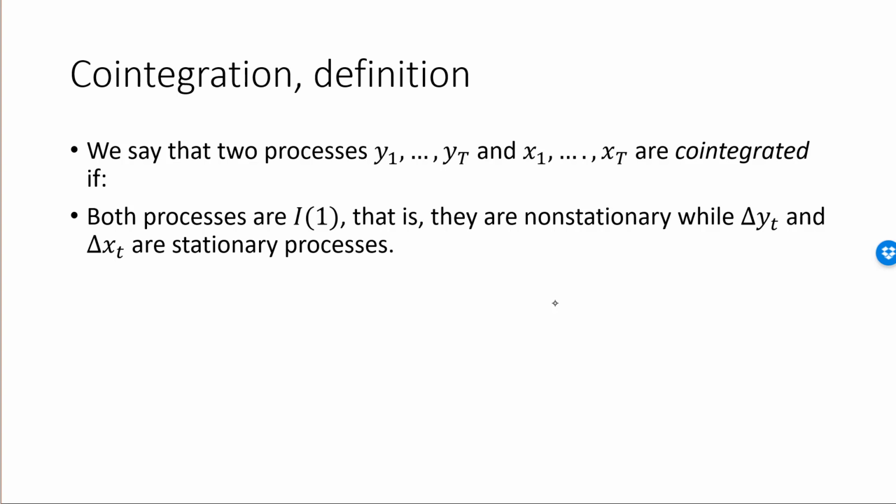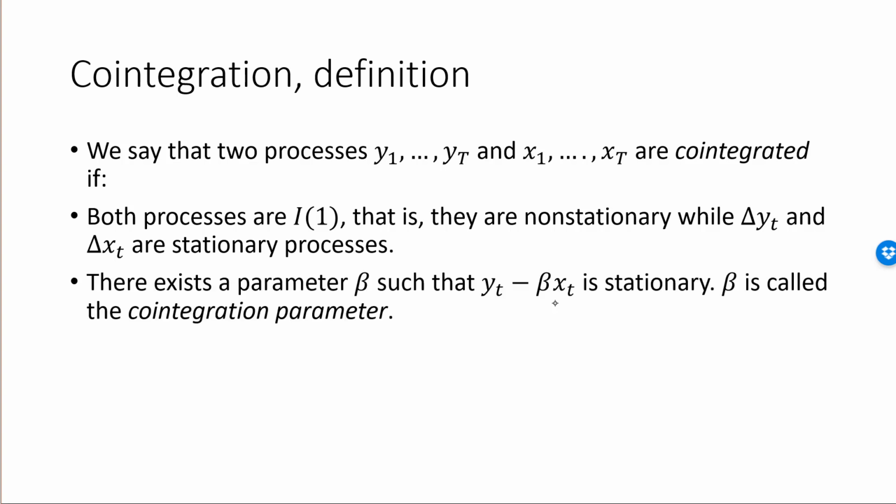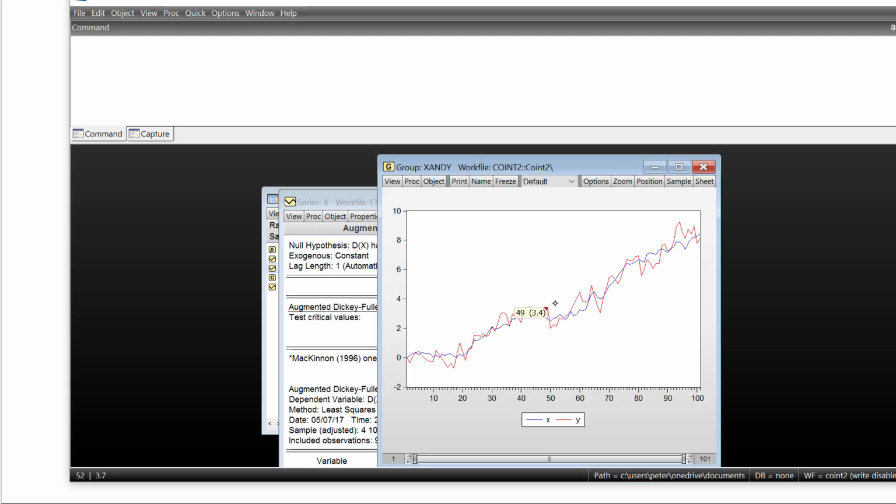Here is the second and the important condition. There exists a parameter that we will call beta, such that yT minus beta times xT is stationary. This parameter beta is called the cointegrating parameter. In this particular data, I have simulated it such that x and y are indeed cointegrated with a cointegrating parameter of 1. And if beta is 1, it means that yT minus xT is stationary.